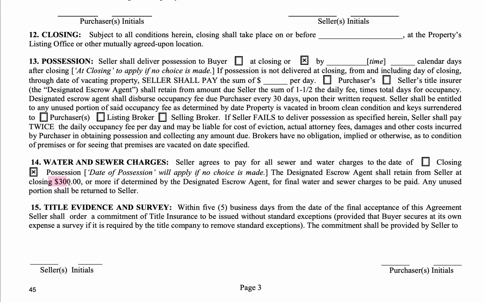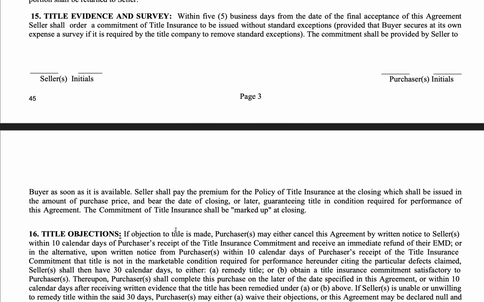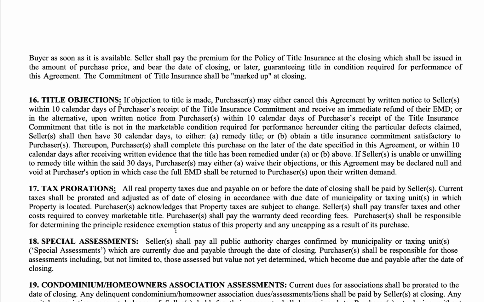The title company will hold $300 and make sure that all water and sewer charges are paid by the time you get your keys. Number 15 is title and evidence survey. So it's saying within 5 business days of this agreement, the seller will order their title work. Number 16 is title objections.